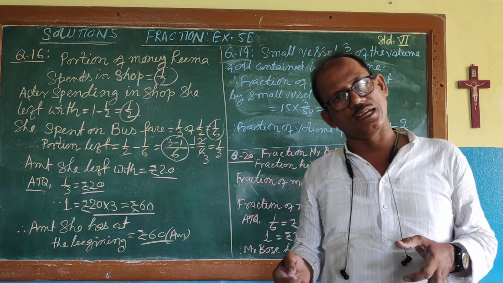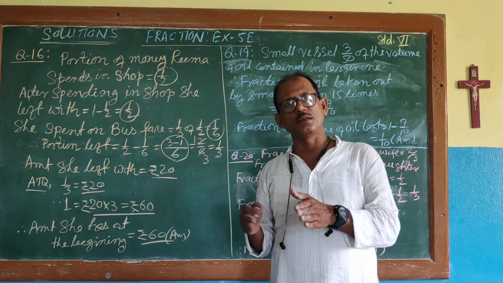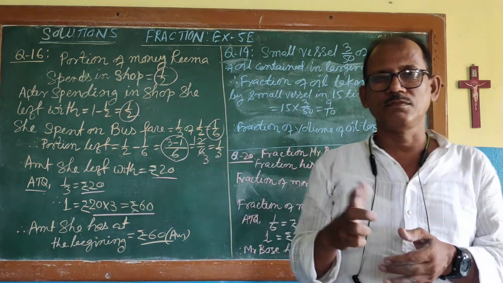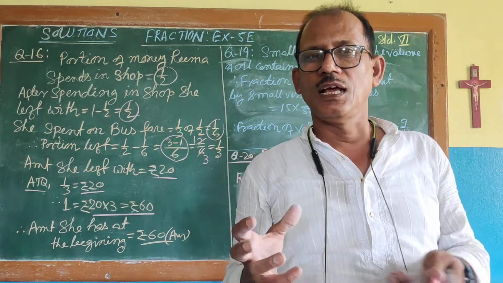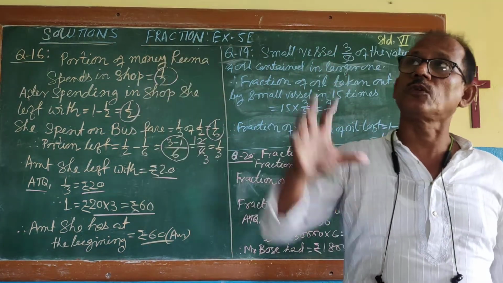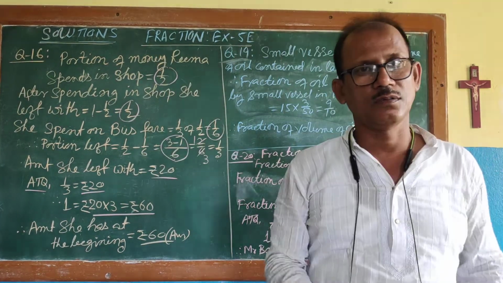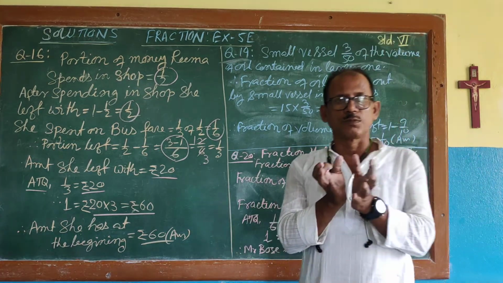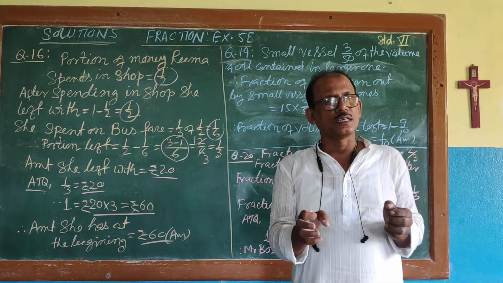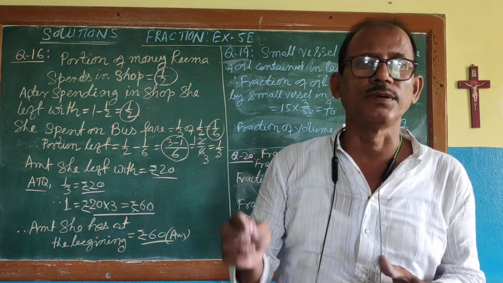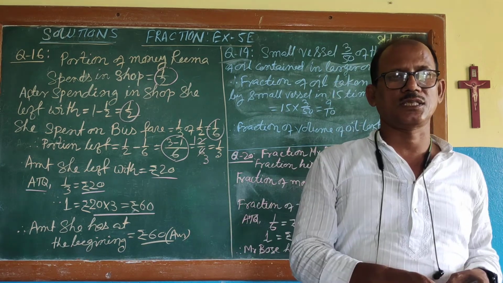Could you understand? Now the small vessel capacity is 3/50th of the larger container. Could you understand? That small container, the small vessel, is used 15 times to empty this.